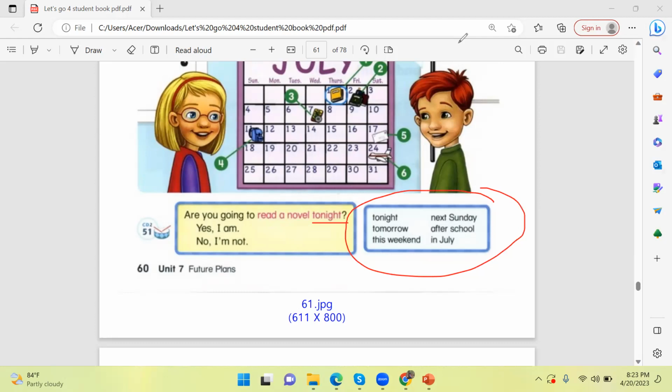Tonight. Next Sunday. Tomorrow. After school. This weekend. In July. Okay, for example, we have here different words. So if I ask you, what are you going to do tonight? Just tell me a sentence. I'm going tonight. Yes. Just an example.